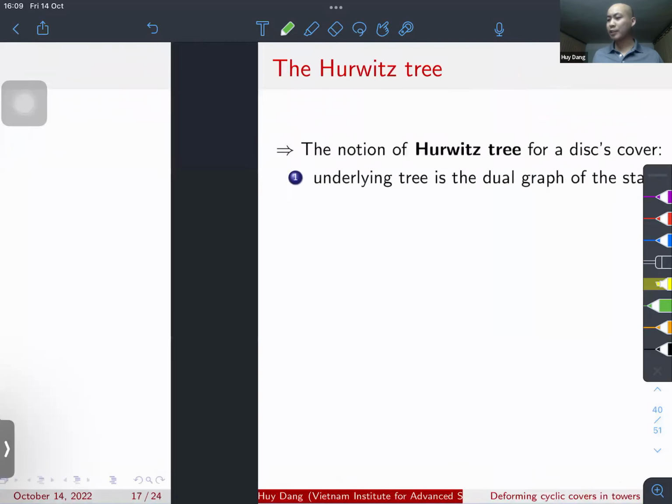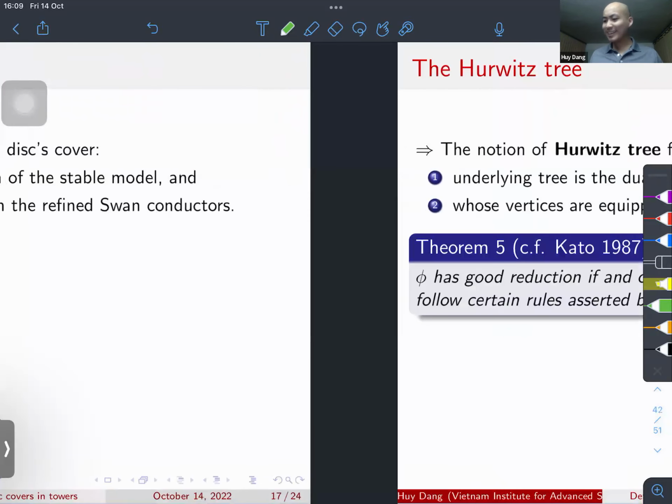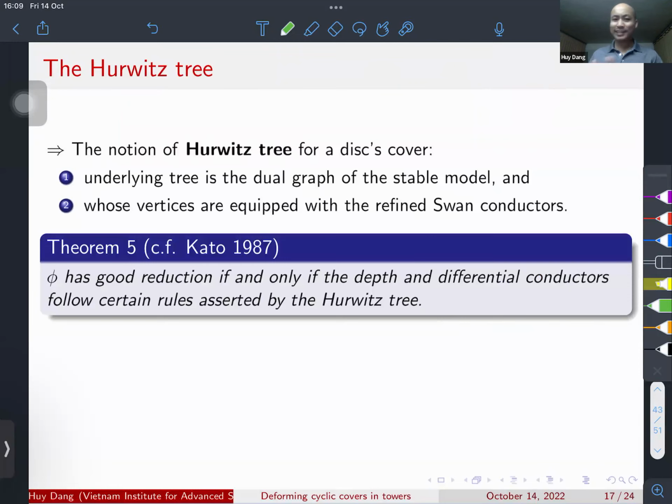Right, and that is the Hebrew tree. So it's quite technical, and I'm running out of time. But that's the tree we want to understand. One of the key things is that the cover has good reduction if and only if the depth and the differential conductor follow certain rules that are asserted by the tree. It means if you look at the tree, it immediately tells you whether the cover has good reduction or not.